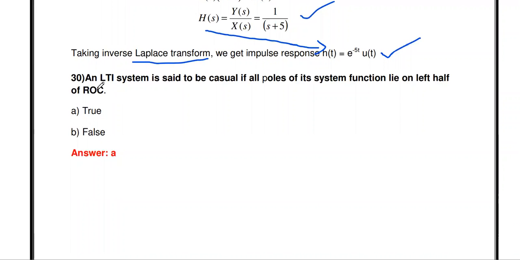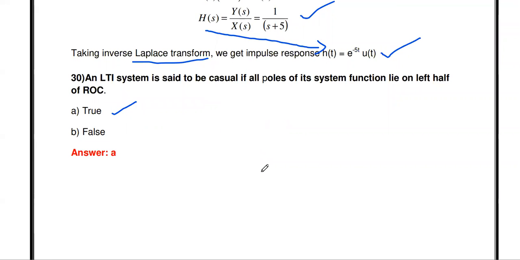Then the next question: an LTI system is said to be causal if all poles of the system function lie on the left half of the ROC. Is it true or false? It is true only. We can say the causality in terms of input-output, another one in terms of impulse response, and the third one in terms of ROC, in terms of poles.